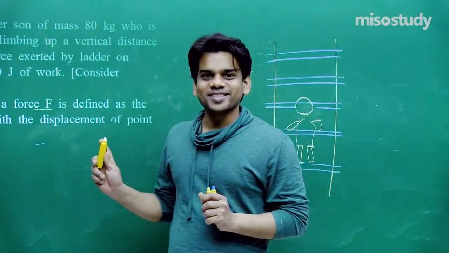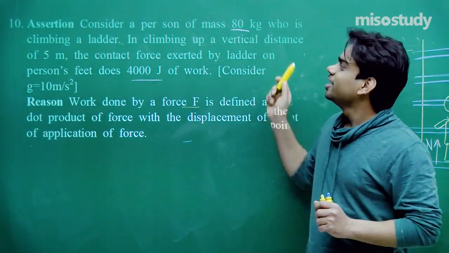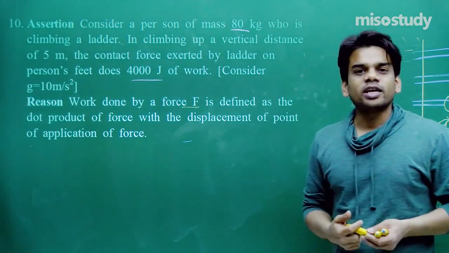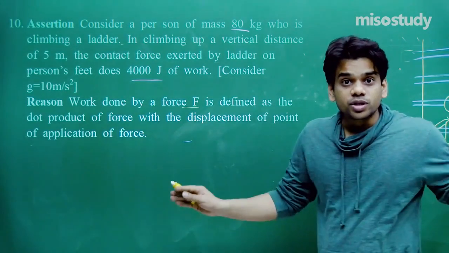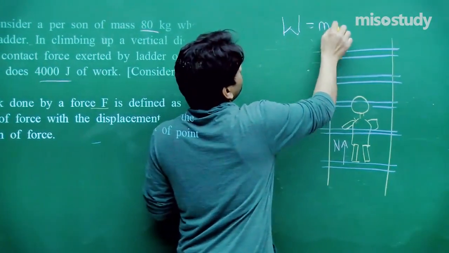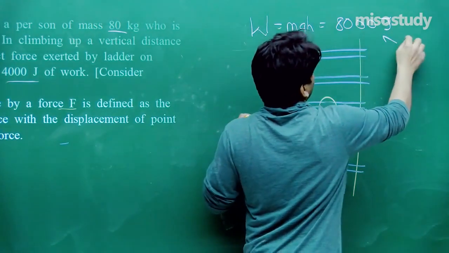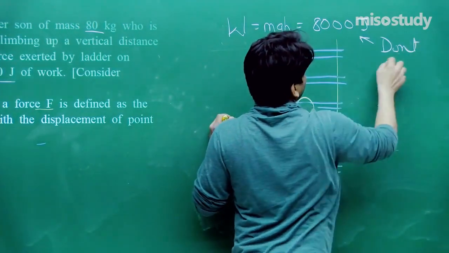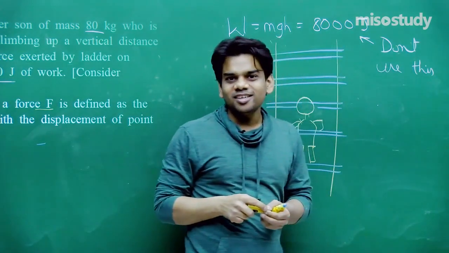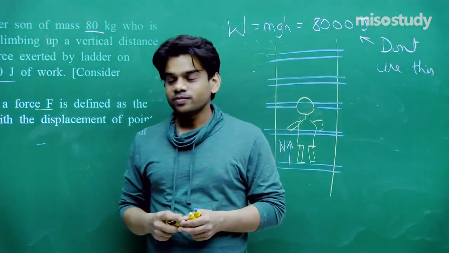Don't do mgh. What most of you do, that has been given 4000 joule: you will take m as 80, you will take g as 10. So 80 times 10, 800. You will take h as 5. So 800 into 5, you get 4000 joule. Don't do this. So the kind of caution you have to take: you will be thinking that work done equals mgh, you put in the values and you will get 4000 joule. Don't use this for this problem, because work done is the actual displacement of the point of contact of force and its product with the force.